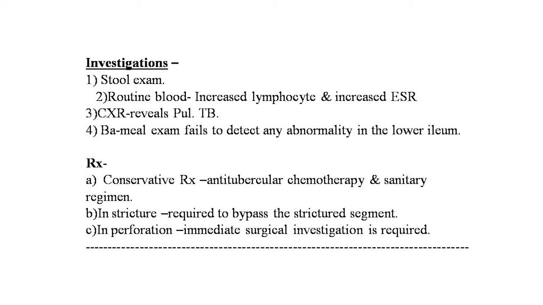Now the investigations of ulcerative tuberculosis are stool exam and routine blood exam, which show increased lymphocytes and increased ESR. Chest X-ray reveals pulmonary tuberculosis. Barium meal exam fails to detect any abnormality in the lower ileum. Now the treatment for ulcerative tuberculosis: first, conservative treatment, anti-tubercular chemotherapy and sanitary regimen should be started. In stricture, bypass of the stricture segment is required, and if there is a perforation, immediate surgical intervention is required.